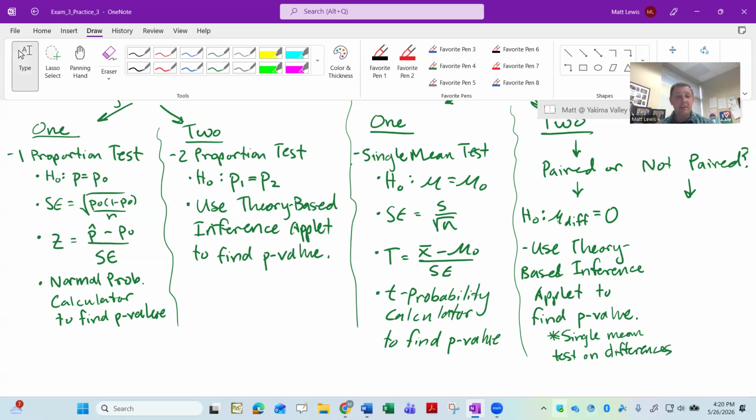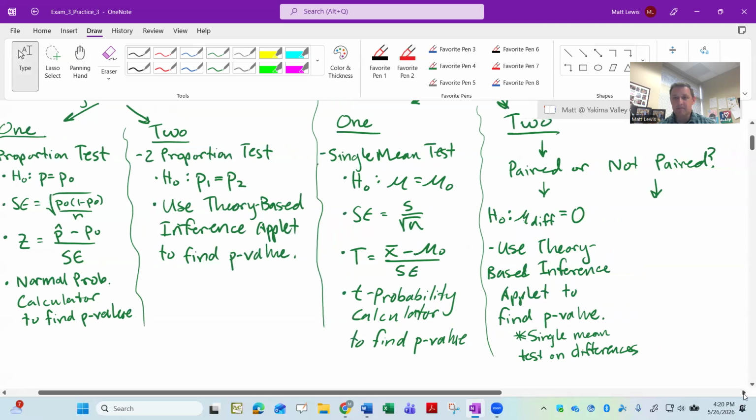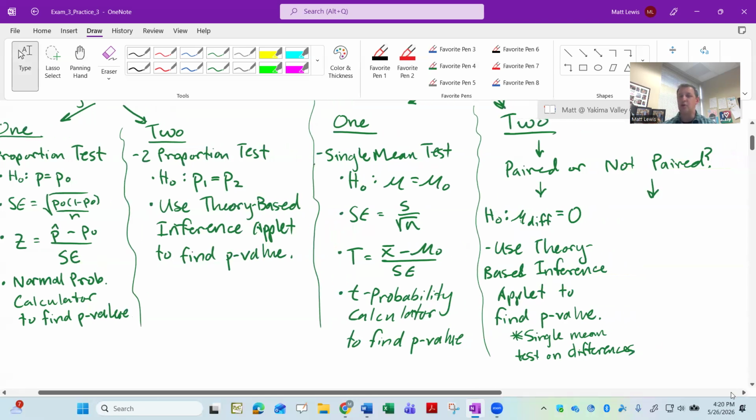All right. And then if the data is not paired, then you have a 2 independent mean hypothesis test. So your null hypothesis would look something more like this, where you're saying the mean for one group is equal to the mean for the other group. And again, use the theory-based applet for that.